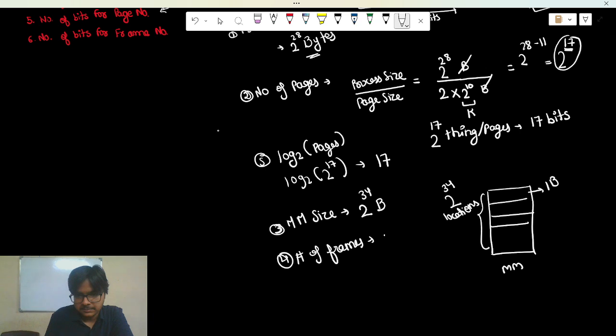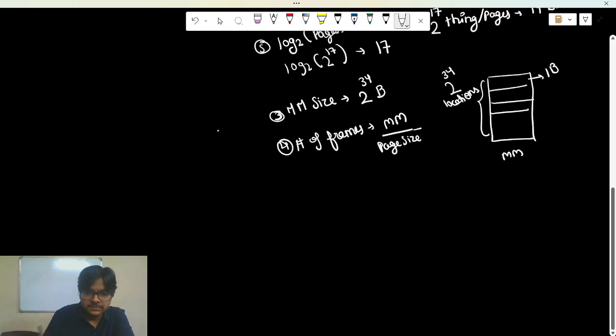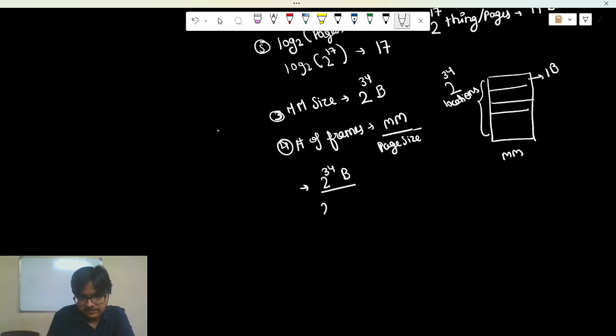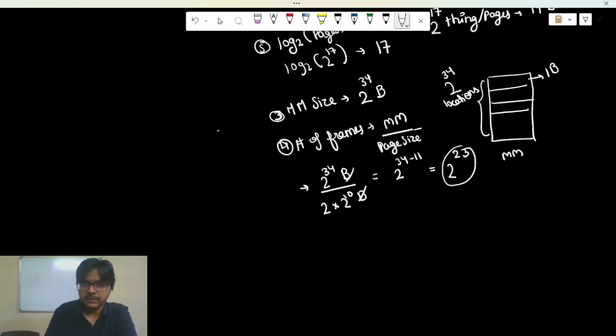So this is main memory size divided by frame size or page size. Both, because frame size and page size have to be equal. So it will become 2^34 bytes divided by 2^11 bytes. 34 minus 11 will become 23. So these many frames you will have in your main memory, 2^23.